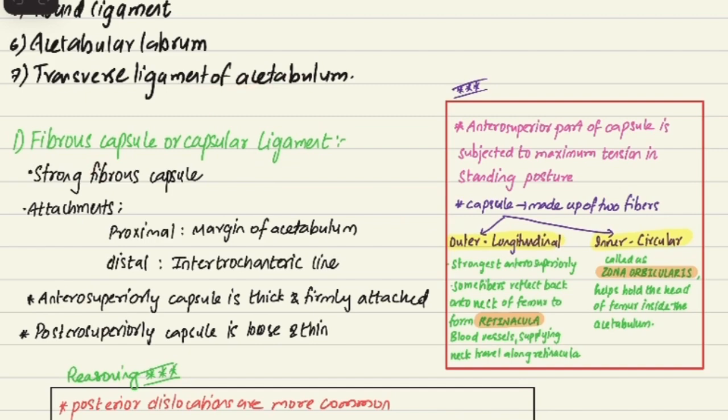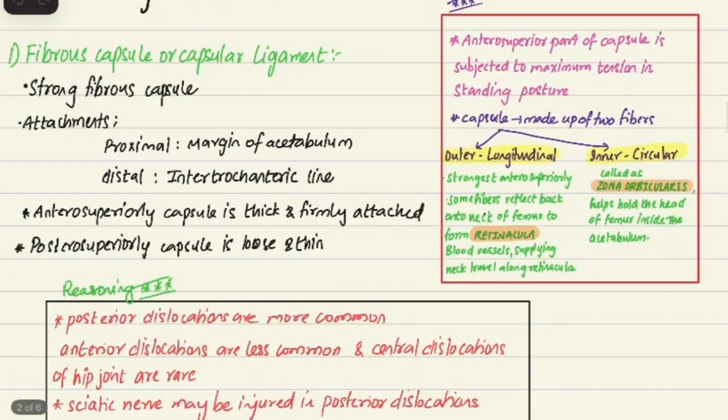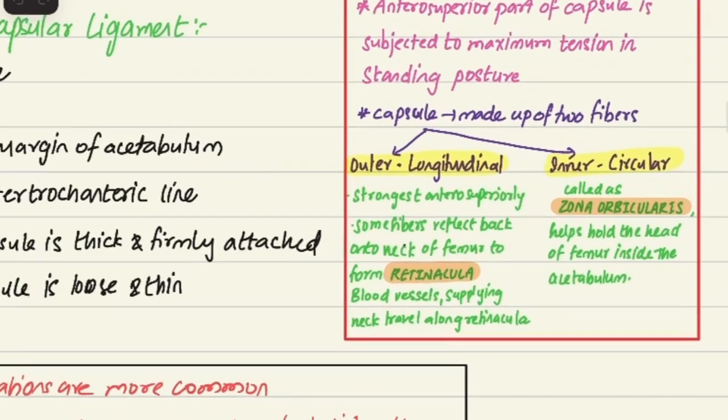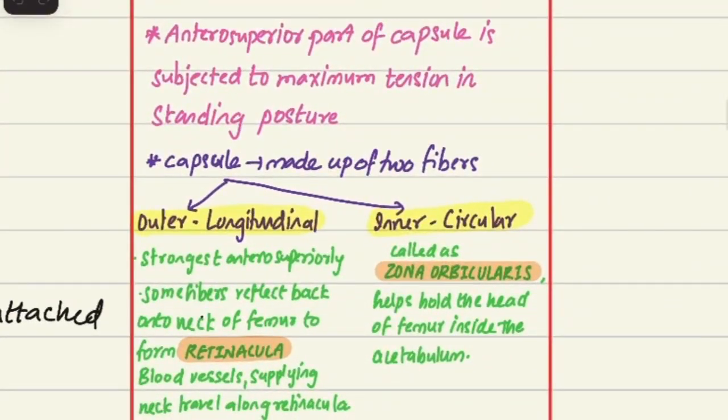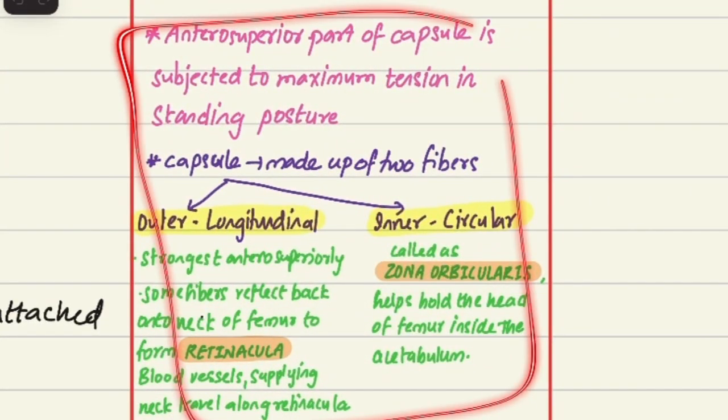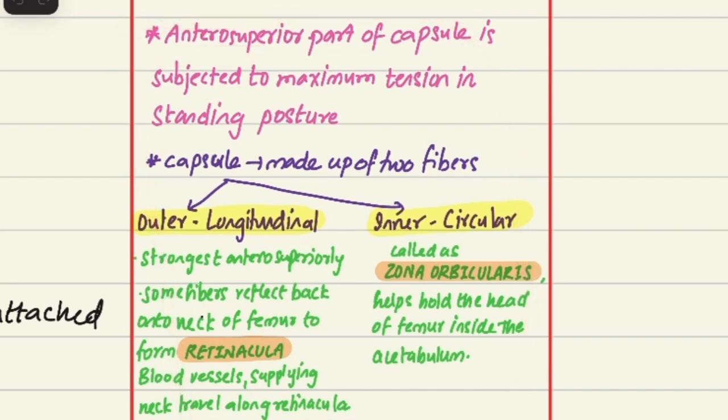Okay, and to be specific, this capsule is thick and firmly attached anterosuperiorly. This is a very important point to note: the fibrous capsule is thick and firmly attached anterosuperiorly, whereas it is loosely attached and thin posteroinferiorly. Okay, and we need to talk about a very important aspect here. MCQs can be asked from this box. The anterosuperior part of the capsule is subjected to maximum tension in the standing posture. Obviously, the anterosuperior part is thick and strong, so it is subjected to maximum tension in the standing posture.